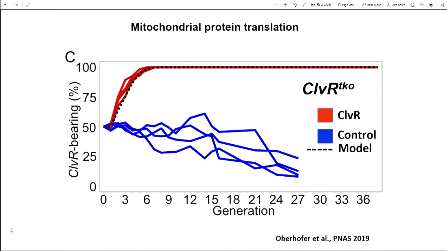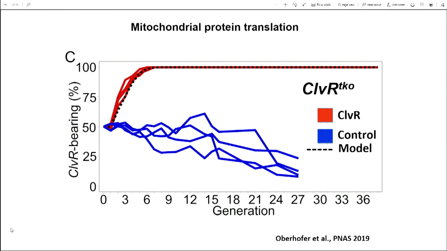This is an experiment where we took a random essential gene that is involved in mitochondrial ribosomal RNA function, and we introduced cleaver-bearing individuals into the population at 25% allele frequency, which ends up with 50% of the individuals carrying the transgene to begin with. And what you see is that it spreads very quickly through the population to genotype fixation and has stayed there for about a year at this point.